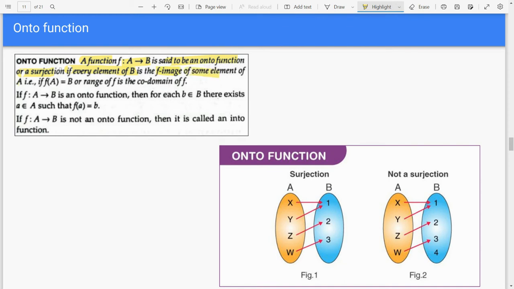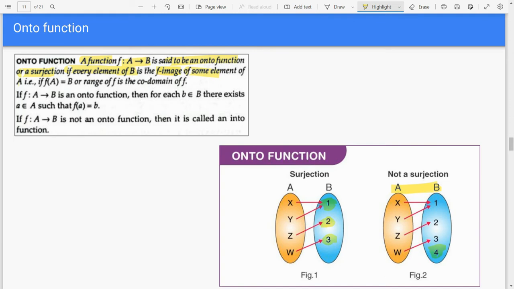You can see what this particular definition means. It means that every element of B is an f image of some element of A. If you choose any element of B, it is going to be related with some element of A. You can see that this 1 is related with some element of A, this 2 is also related, and this 3 is also related. But in this second part, this is not an onto function. Why? Because if you talk about the 4, it is not actually related with any element of A.